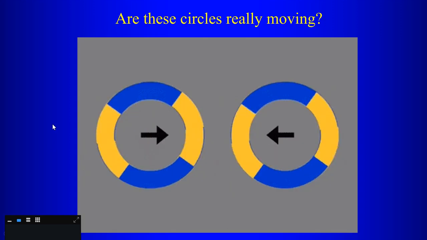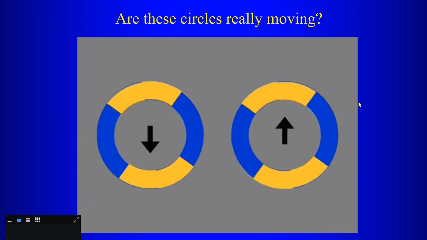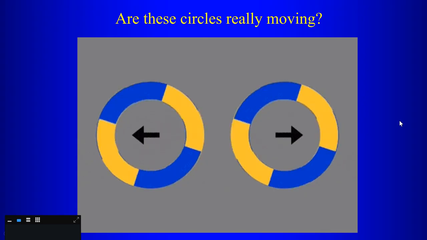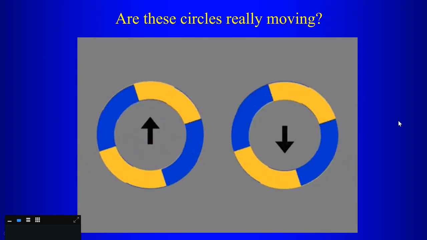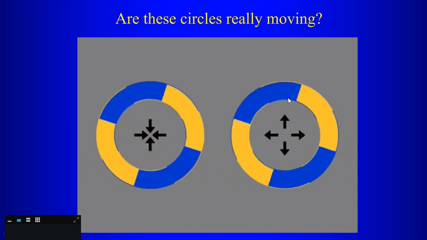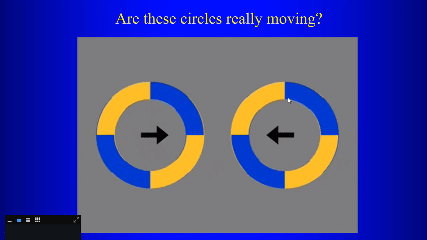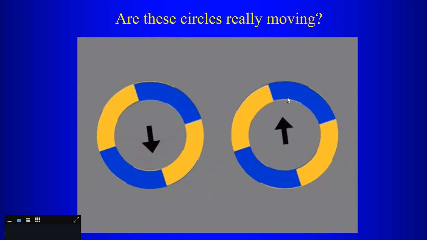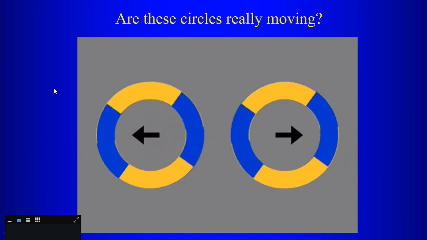This is one of my favorites. Are the circles moving? I mean, sure, they look like they're moving, right? And then on the next one, it looks like they're getting bigger and smaller. But if I put the pointer there, you'll see that they're really not moving, right? So these are some nice optical illusions.